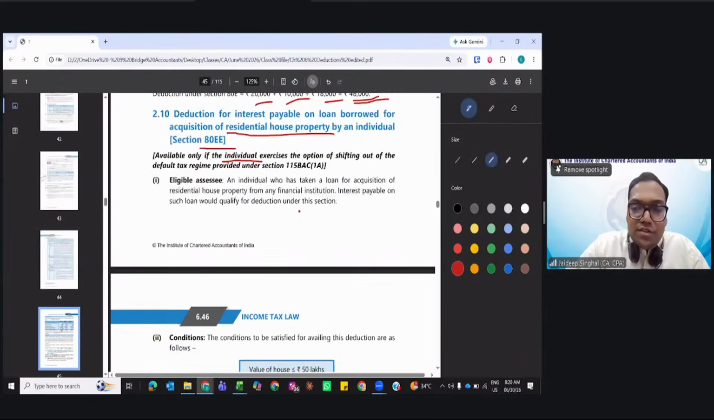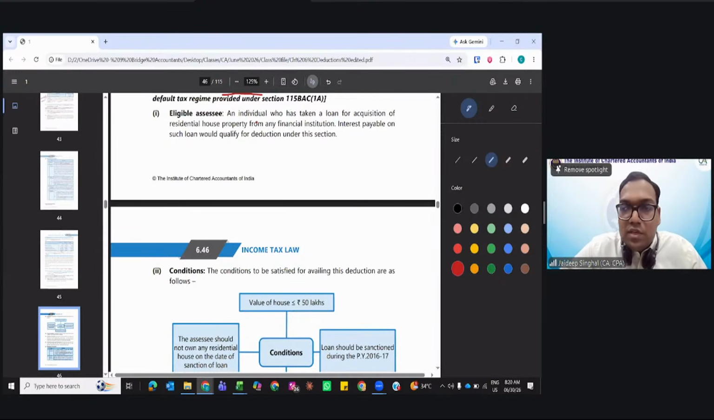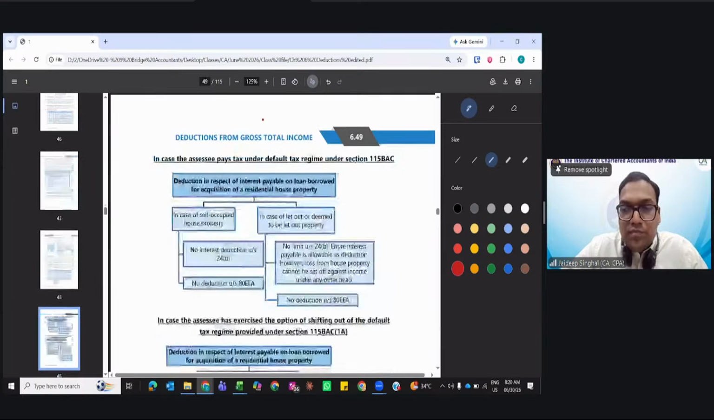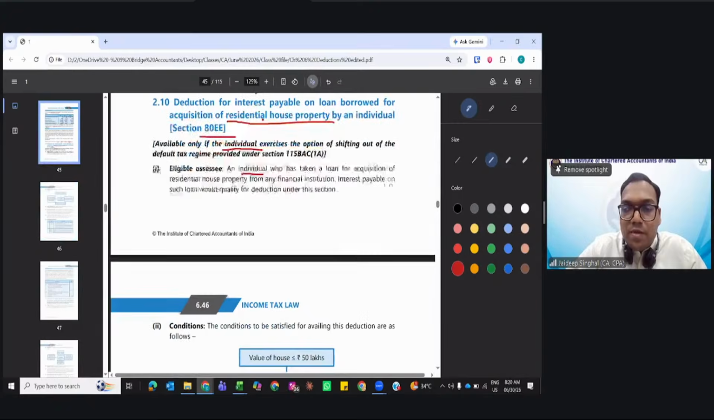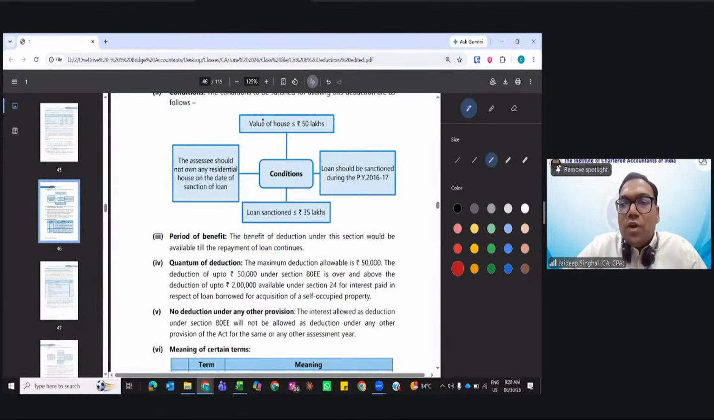Now, next condition is: value of house is less than or equal to 50 lakhs, and the loan is less than or equal to 35 lakhs. Plus, the assessee should not have any residential house on the date of sanction of loan. Whenever the loan is being sanctioned, there is no other residential house in your name. The loan should be sanctioned during the previous year 16-17.